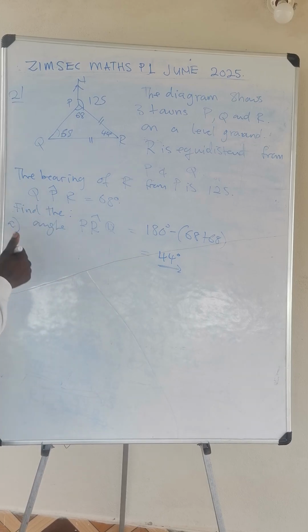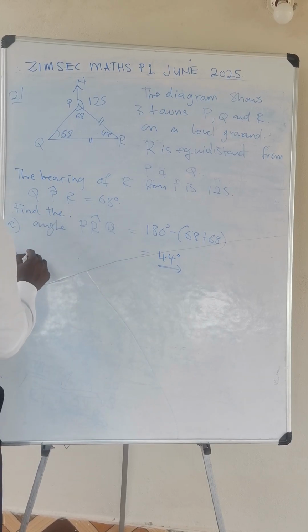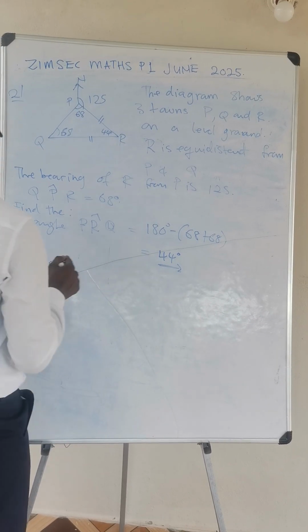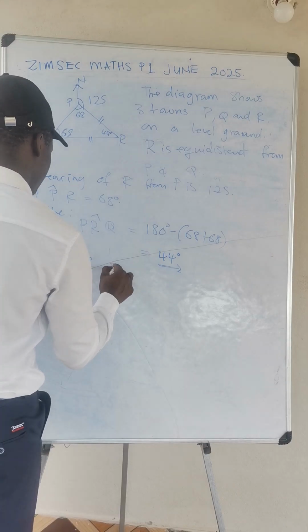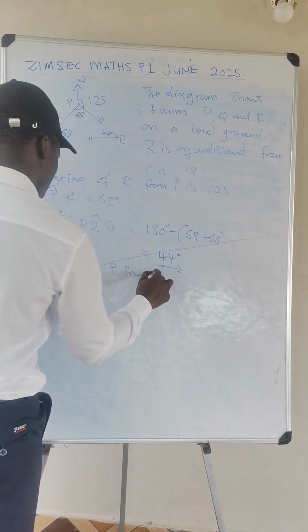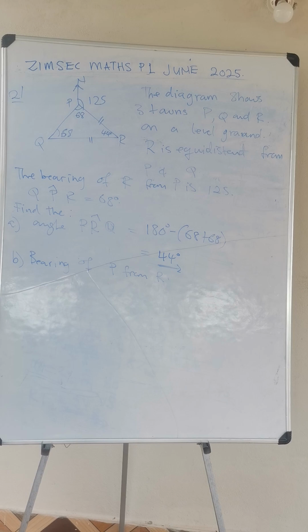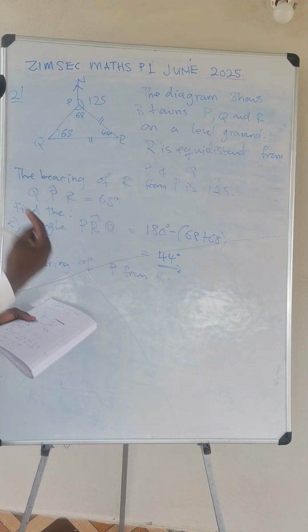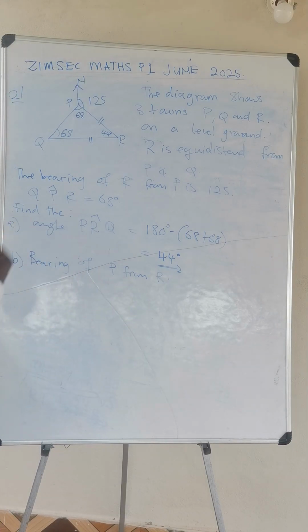So part B. The bearing of P from R. Okay, this is very simple. I heard a number of people saying that bearing is very difficult. This is the simplest question, the simplest topic in mathematics.